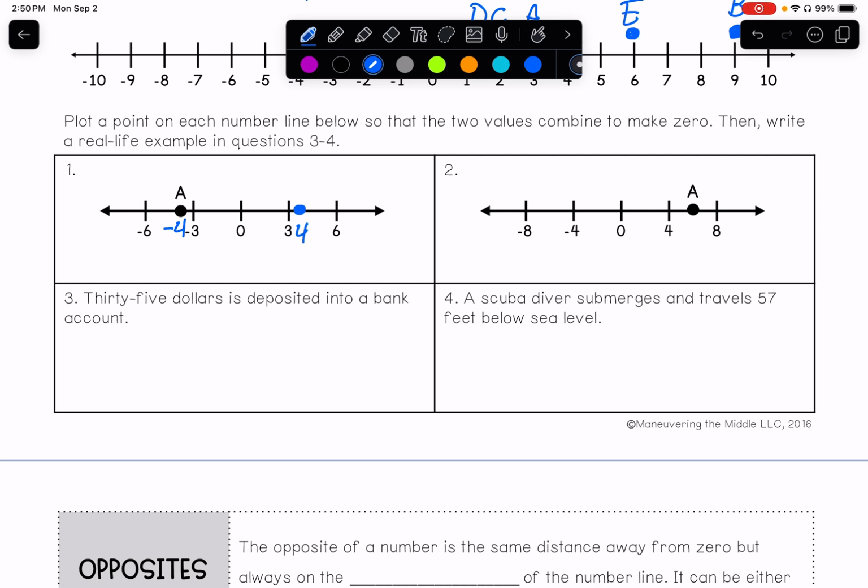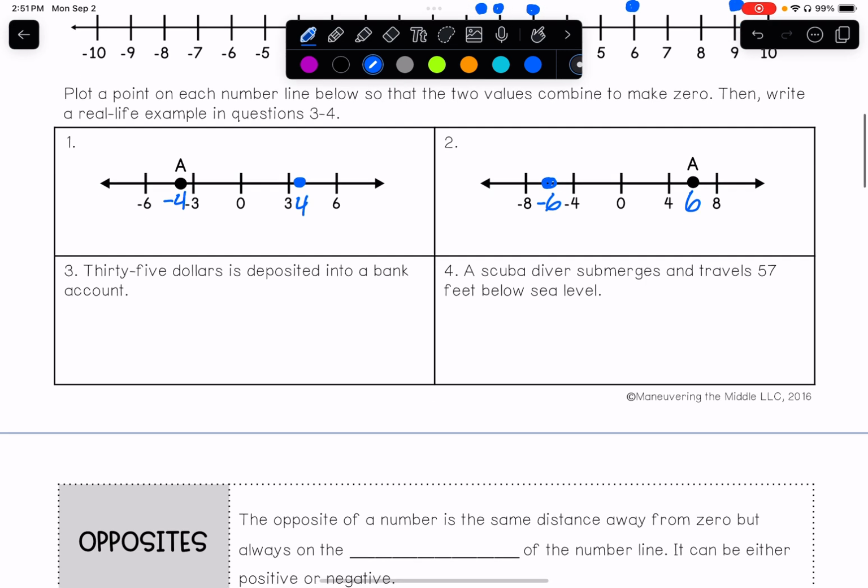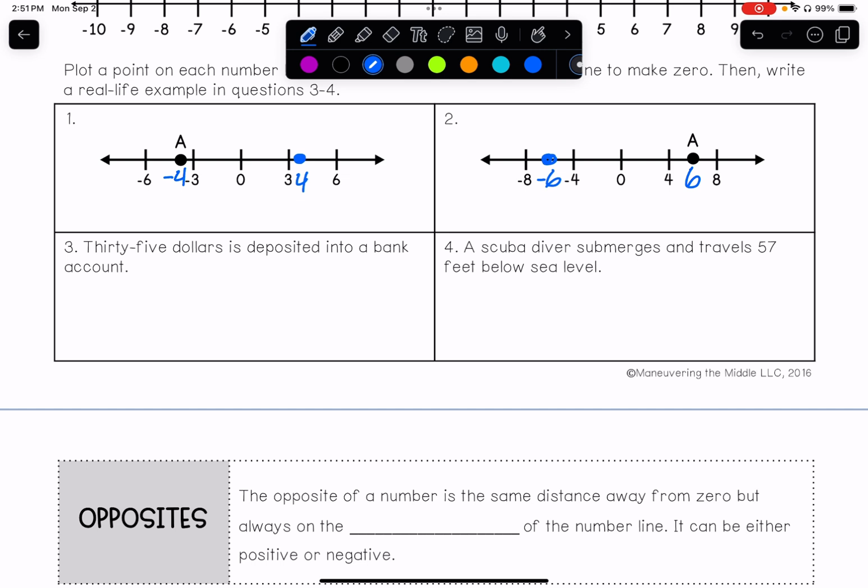So $35 is deposited into a bank account. Well, what's the opposite of depositing $35? Taken away. So $35 is being withdrawn from a bank. Withdrawn is the opposite of depositing.